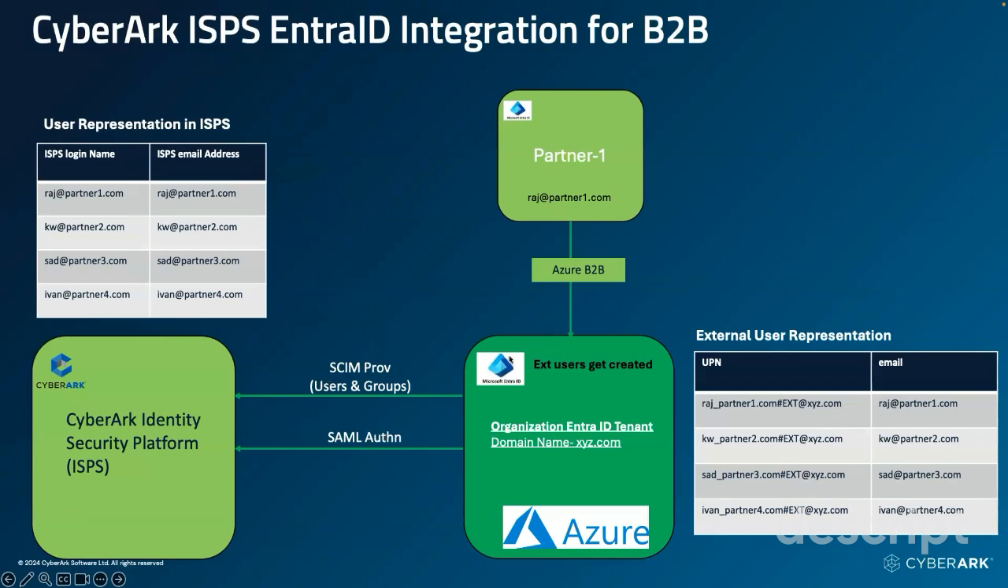One of the things to take note of here: if you see, this is the external user representation on the Entra ID tenant. Once the user gets provisioned from Entra ID to the CyberArk side, Entra ID is so smart, it will automatically convert the UPN to the email. So this is how the user representation is going to look. My ISPS login name and ISPS email address, in the case of a B2B user, will be the same. So here, this is my email address in both cases.